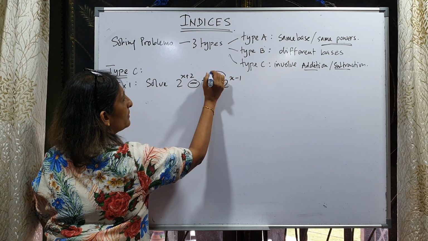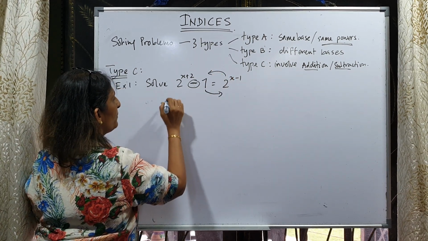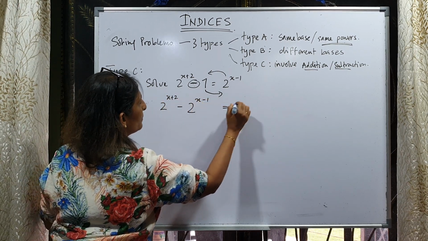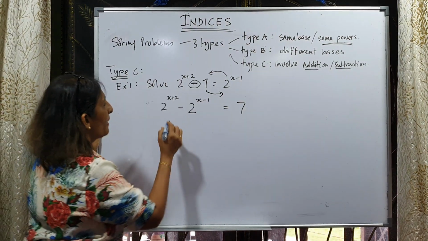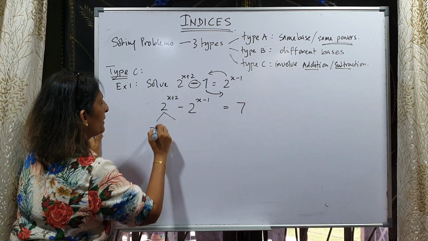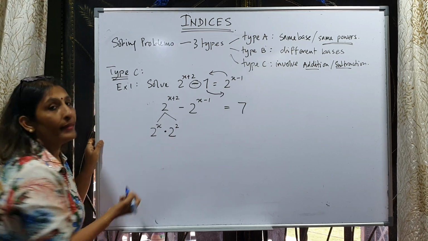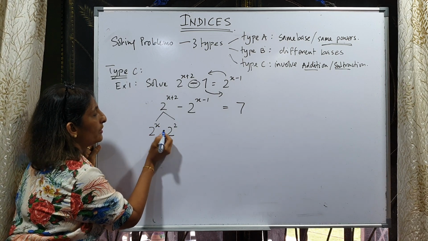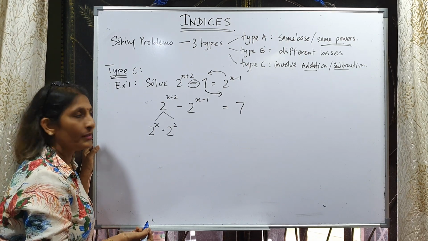First, all the powers you bring to the left, the number you bring to the right. So 2 power x plus 2 minus 2 power x minus 1 equals 7. Bring all the 2 powers to the left. Now we're going to split this up into 2. This becomes 2 to the power x and 2 to the power of 2. This dot means multiplication. We do not want to put the x here because it will look the same, so we use a dot to represent multiplication.